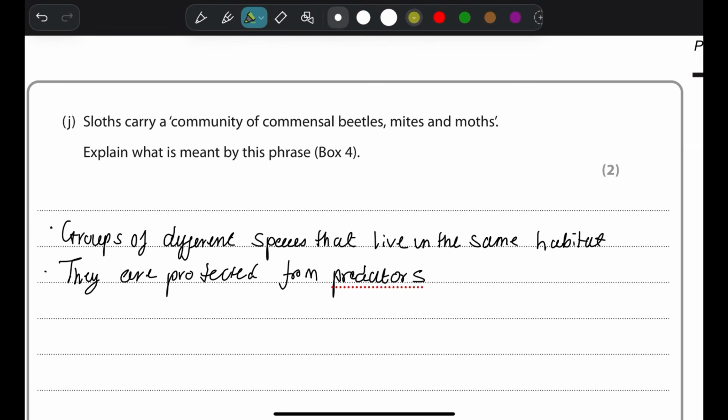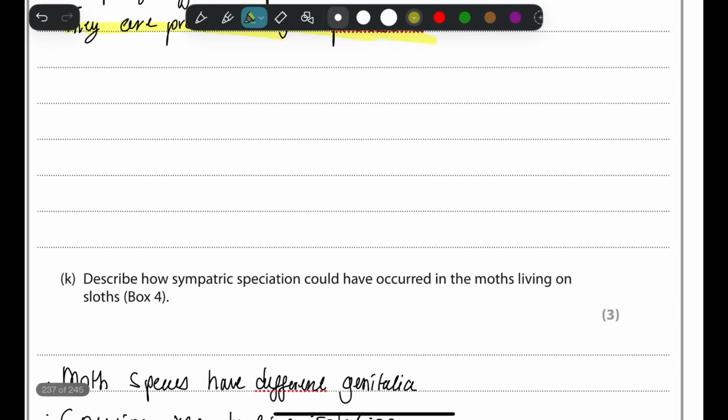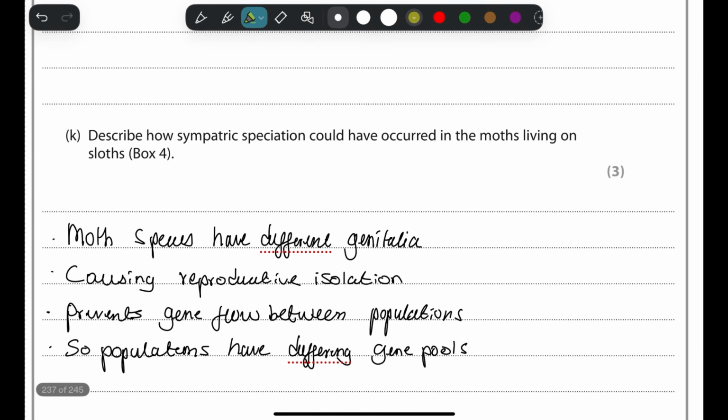Okay, so in terms of community, what we just need to do is define community. The definition we should know: populations of different species occupying the same habitat. Then I was thinking, why is it a 2-mark question, really? To be honest, I would also include that they benefit from living on the sloth, for example, by being protected from predators. That's what they said in the question. That other added point, I think, is a bit mean, but either way. And then sympatric speciation. Again, to be honest, this one you don't really need the article for.